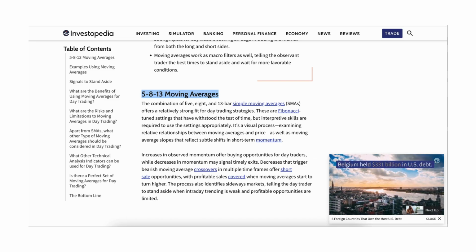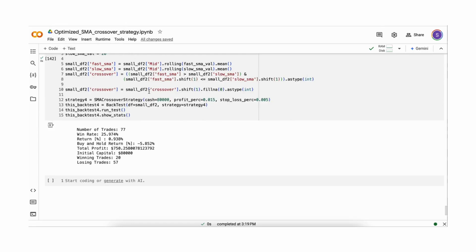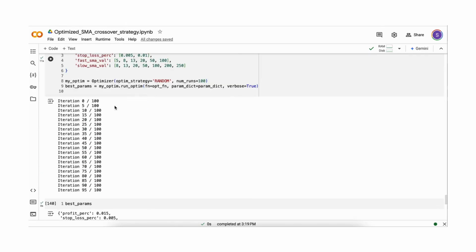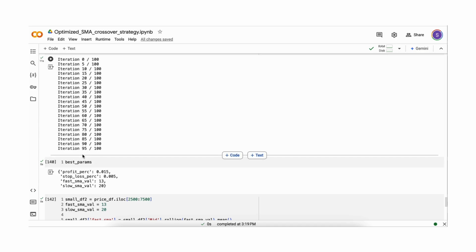And if it does not work for your trading instrument, we want to go through optimization to understand how to get the best parameters for your strategy and the instrument that you are trading. So let's start with the strategy itself.